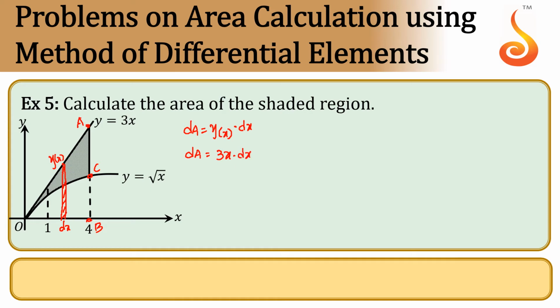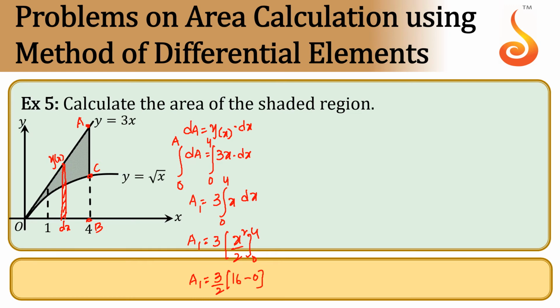Since we need to calculate the total area under OAB, let us integrate from 0 to 4. So what we get, A is equal to 3 comes out, integral of x from 0 to 4 dx. Let this area be A1. So A1 is equal to 3 integral of x dx, which is x square by 2, with limits 0 to 4. Therefore A1 can be written as 3 by 2, and in the place of x, if I substitute 4 square, 16 minus 0, which will be 8 into 3, which is 24 square units.